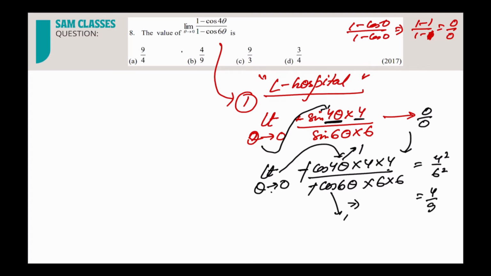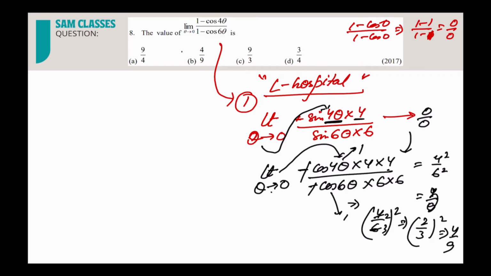Now 4 square by 6 square, how much will we get? 4 by 6 whole square, that is equal to 2 by 3 whole square. Two 2s are 4, two 3s are 9. And that is equal to 4 by 9. That's it. So this is one of the methods of solving, by L'Hopital.